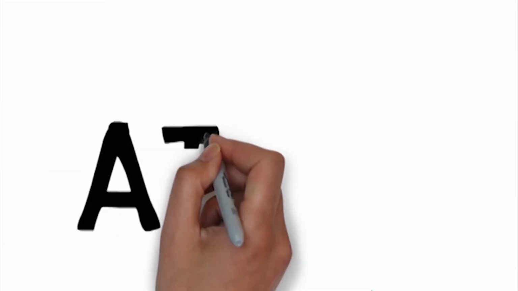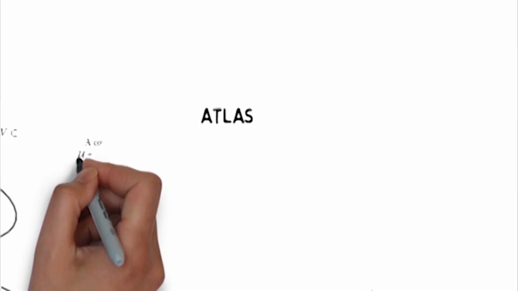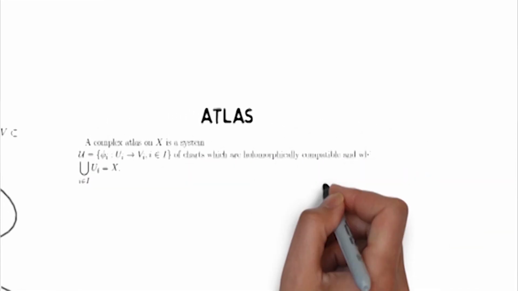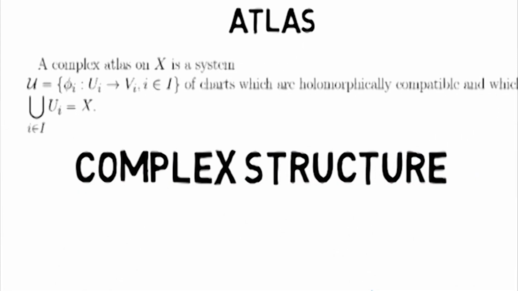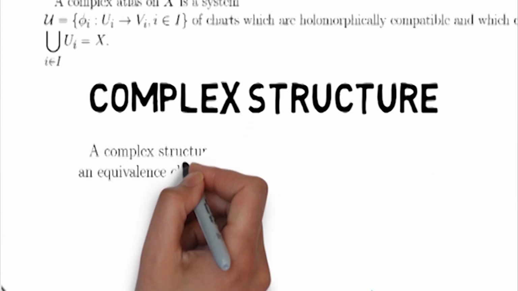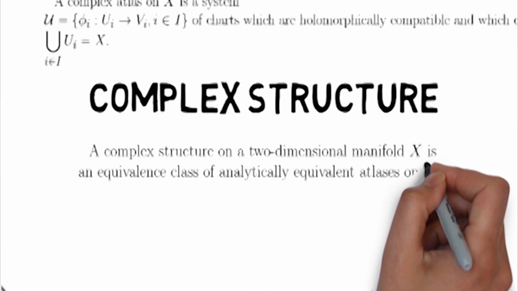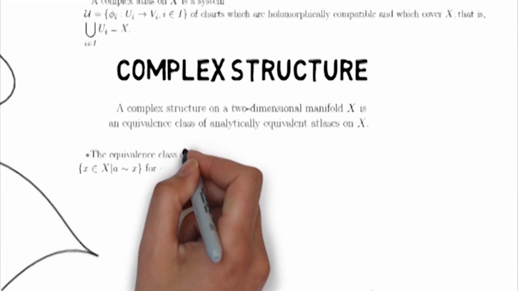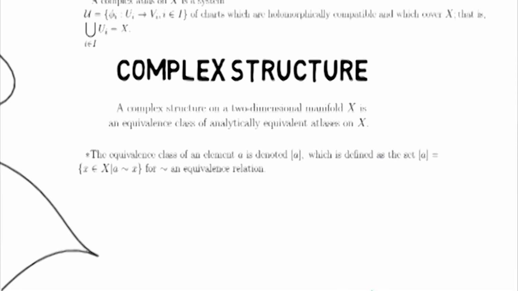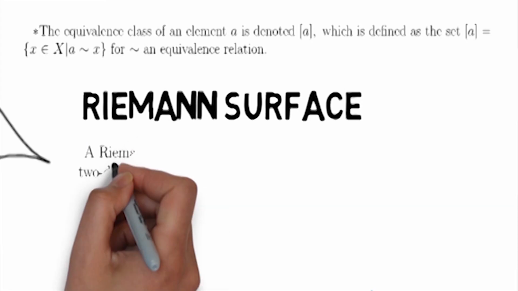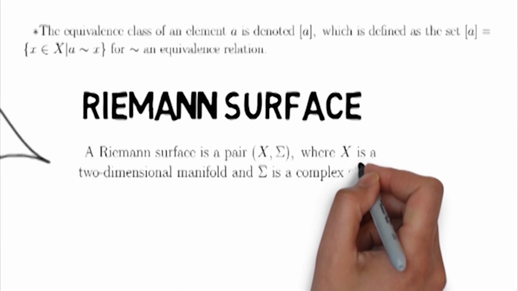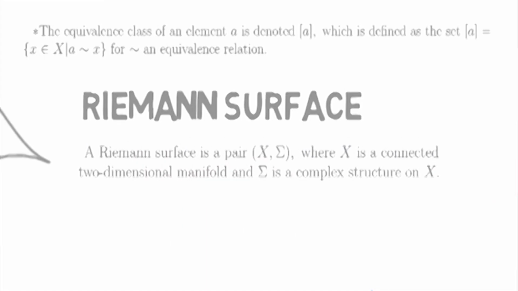We define an atlas on X to be a system of charts phi sub i from U sub i to V sub i, for every i, which are holomorphically compatible and which cover X. A complex structure in a two-dimensional manifold X is an equivalence class of analytically equivalent atlases. That is an identification of elements, which means that every chart in the atlas is holomorphically compatible with each other. Finally, we define a Riemann surface as a pair X and sigma, where X is a connected two-dimensional manifold and sigma is a complex structure on X.